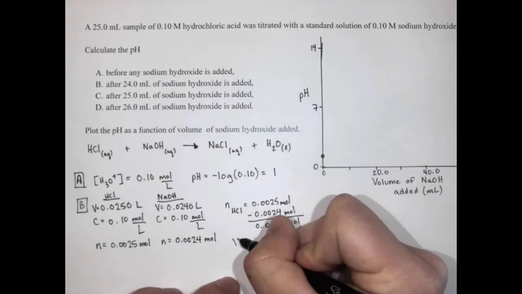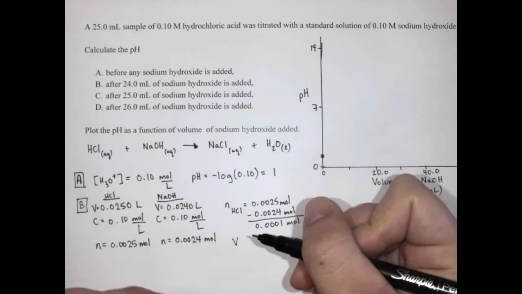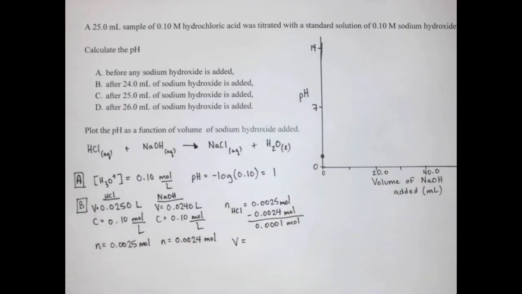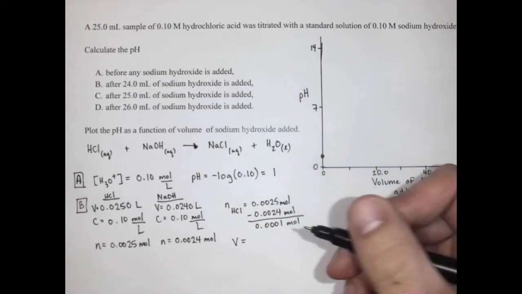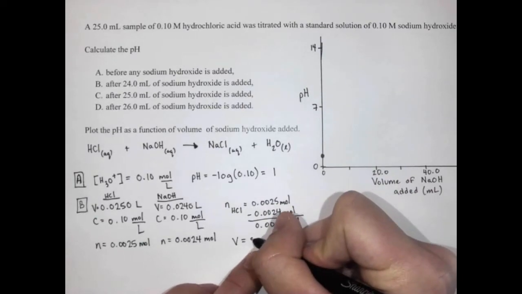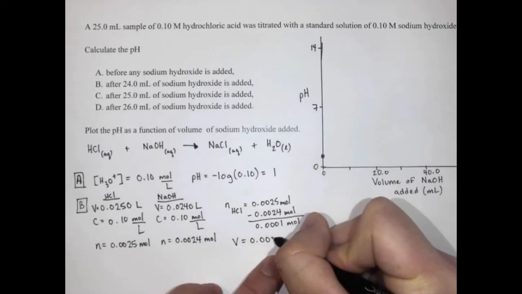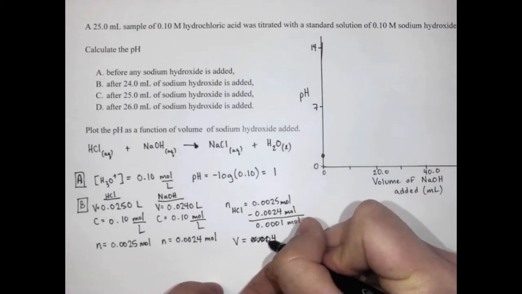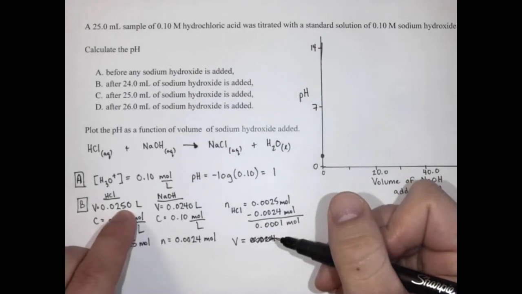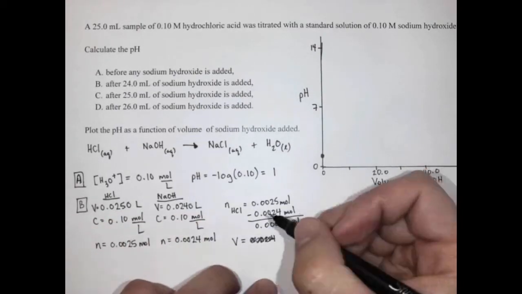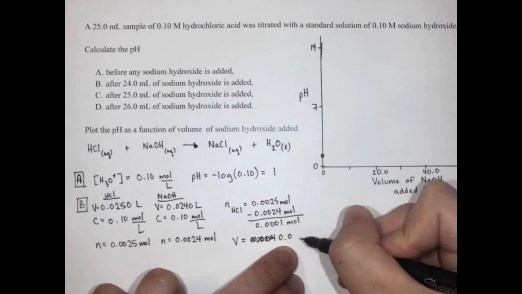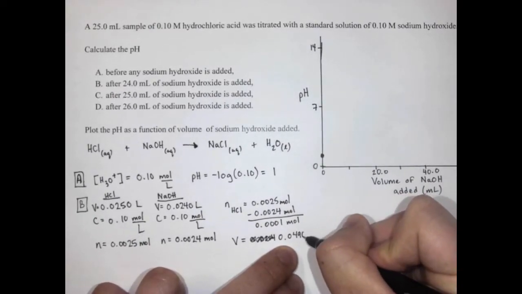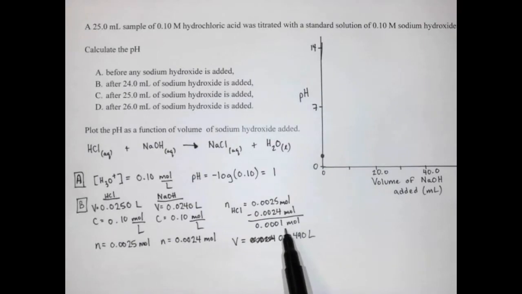At this time, the volume is not just 25 mils anymore. The volume is 25 mils plus the 24 mils from the base. So that means my volume is going to be, let's see, 0.0250 liters and 0.0240 liters. So that means it's going to be 0.0490 liters.